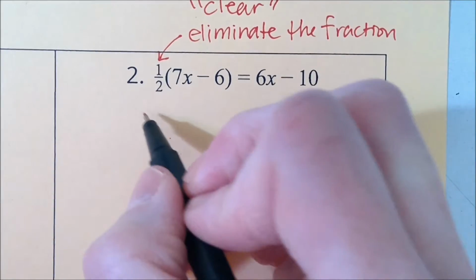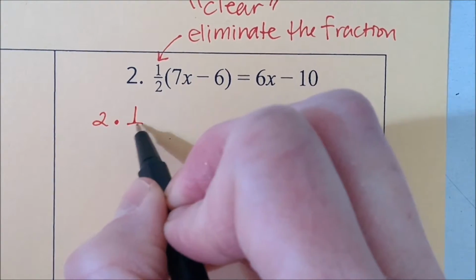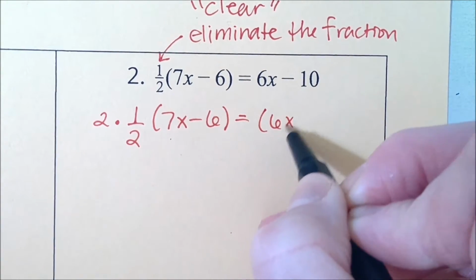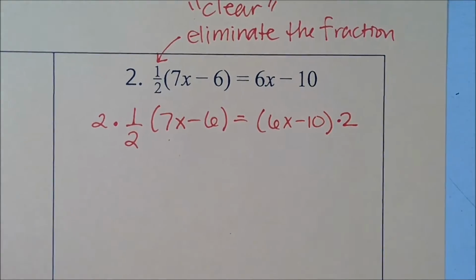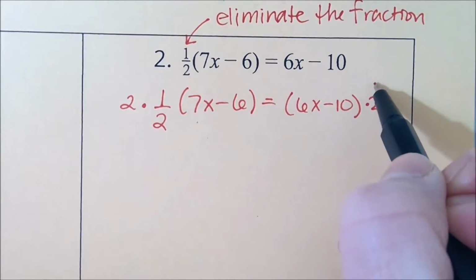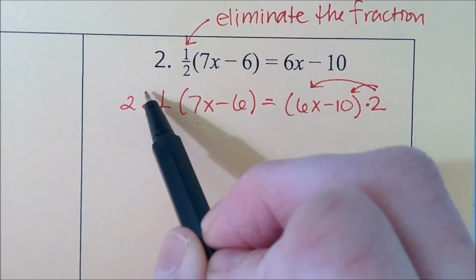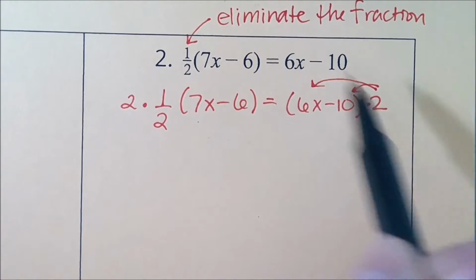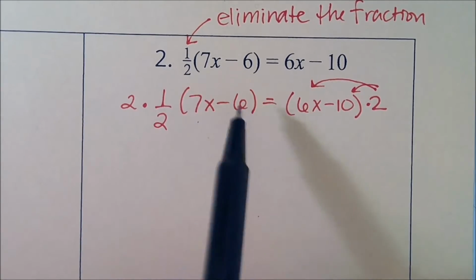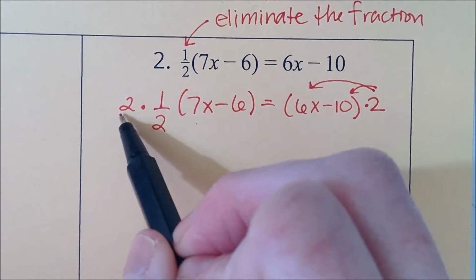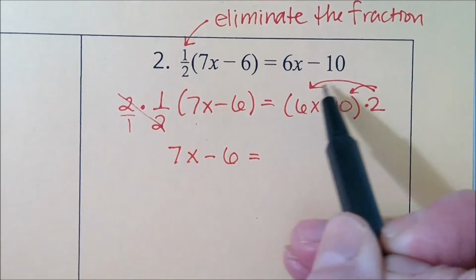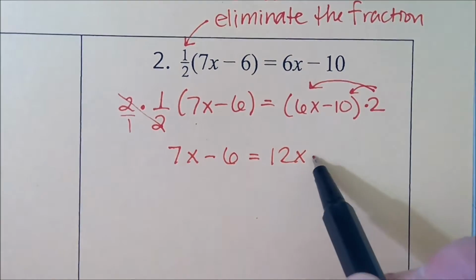So we're going to multiply each side by 2. Now you'll notice I put parentheses around the 6x minus 10, and that's because everything needs to be multiplied by 2. If I multiply the 2 times 1/2, technically that ends up multiplying everything. So on the left side, my 2's cancel, and I get 7x minus 6 equals 12x minus 20.